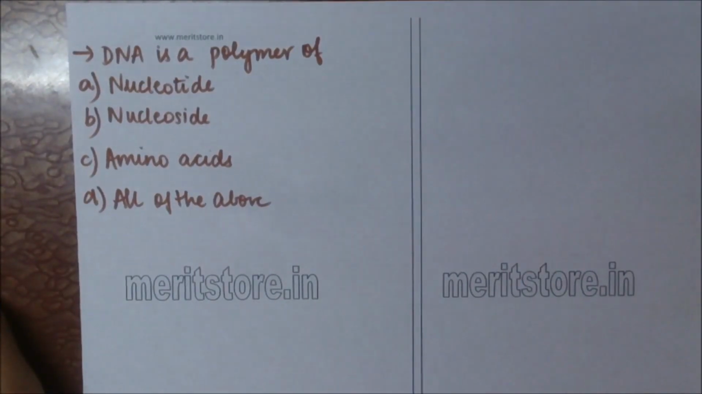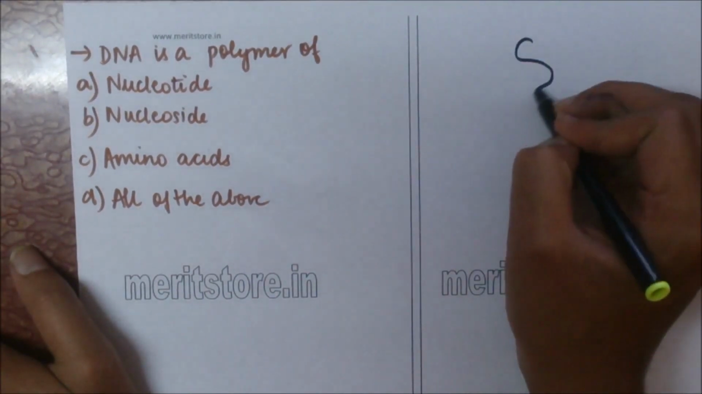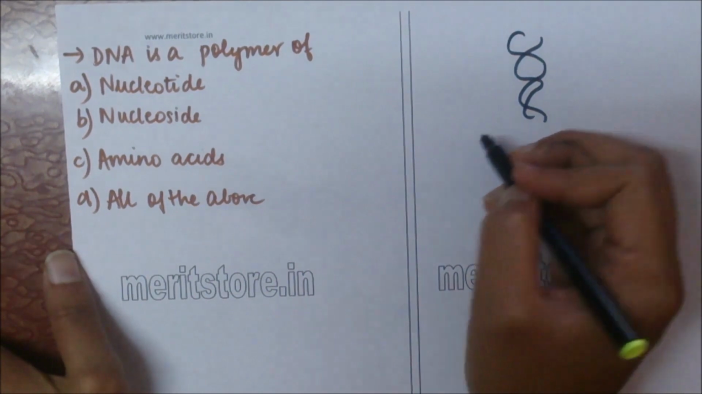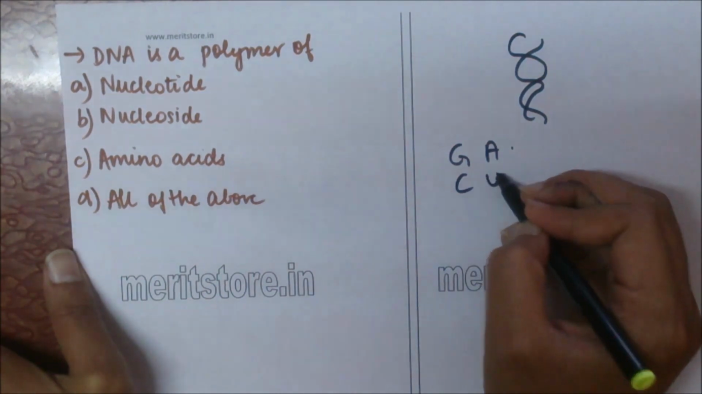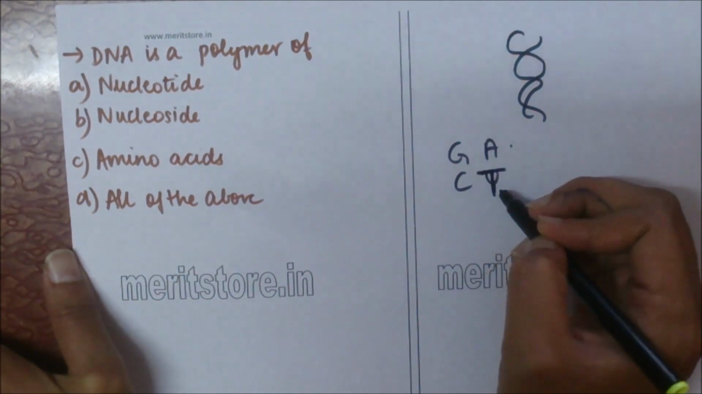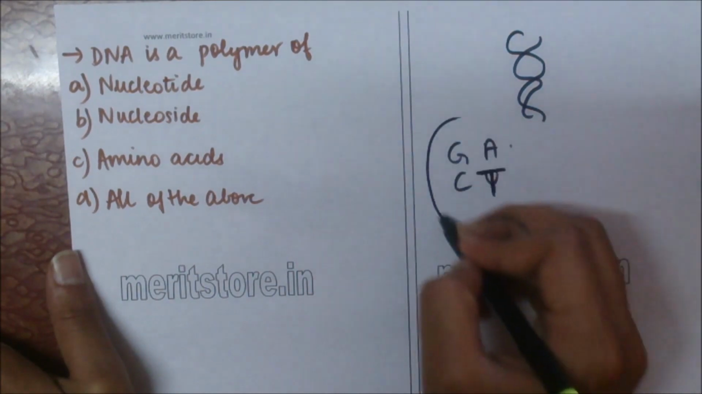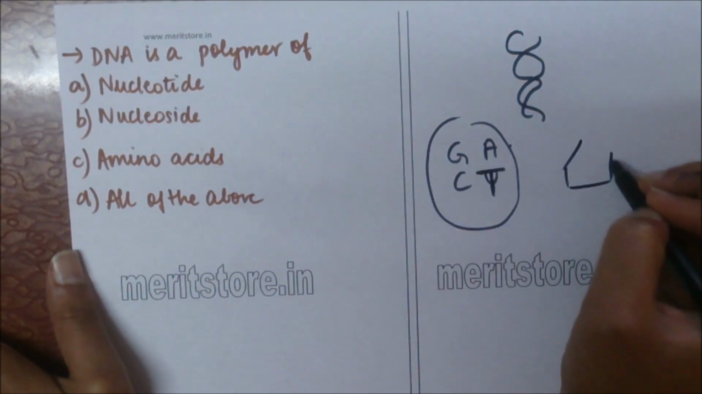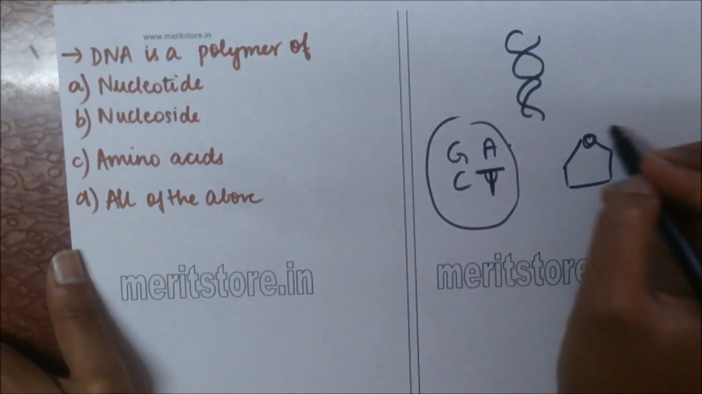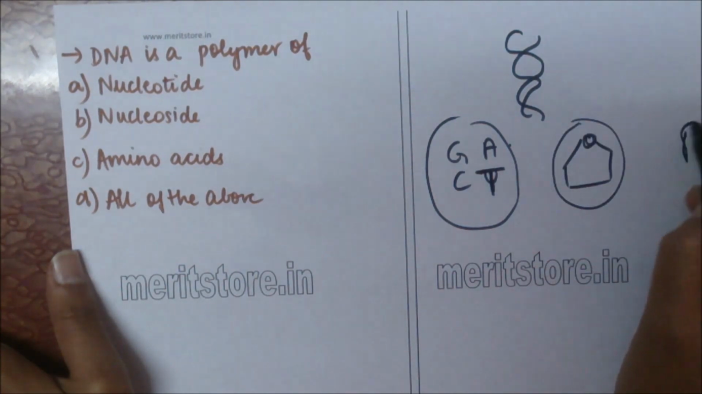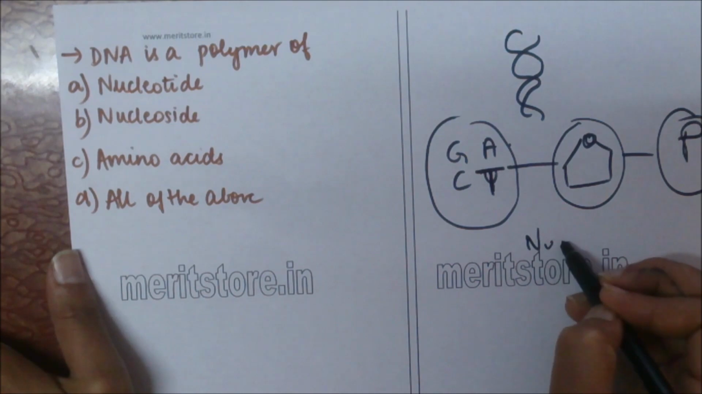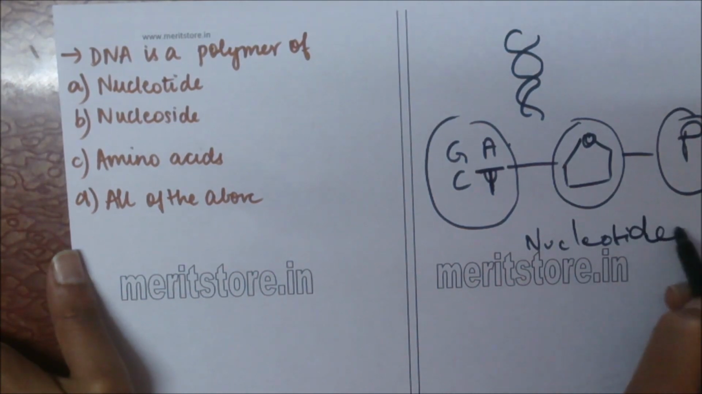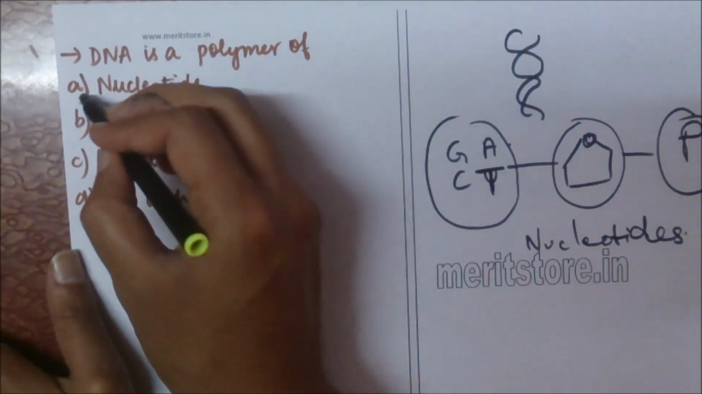DNA is a polymer of A. nucleotide, B. nucleoside, C. amino acid, D. all of the above. DNA is a double helix structure formed of one nitrogen base, which may be adenine, guanine, cytosine, or thymine. Uracil is found in RNA. So it consists of a nitrogen base, one sugar molecule, which is deoxy sugar, and one phosphate. All these attach to form a nucleotide. When this nucleotide repeats itself in DNA, it is a polymer of nucleotides. Option A.